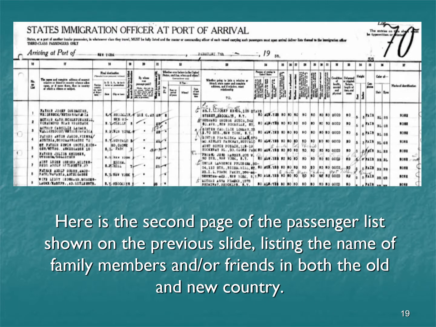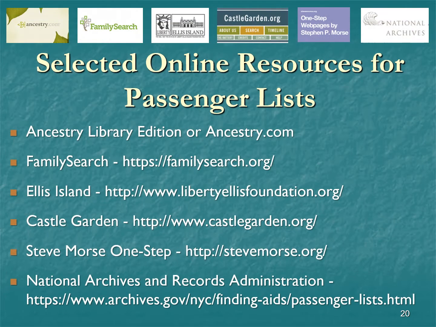When searching in an online database like Ancestry, view the result or the image and then page through the rest of the images in that document to see if it contains any other relevant family information. Some online resources for passenger lists include Ancestry, FamilySearch, Ellis Island and Castle Garden, Steve Morse One-Step, and the National Archives and Records Administration.